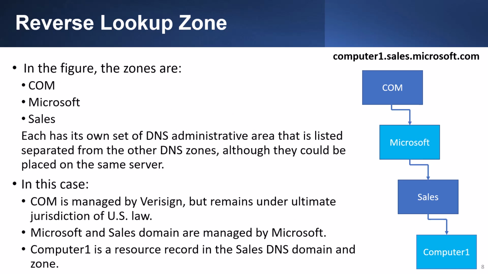In the figure, the zones are Com, Microsoft, and Sales. Each has its own set of DNS administrative areas that is listed separately from the other DNS zones, although they could be placed on the same server. In this case, Com is managed by VeriSign, but remains under the ultimate jurisdiction of US law. Microsoft and Sales domains are managed by Microsoft. Computer 1 is the resource record in the Sales DNS domain and zone.